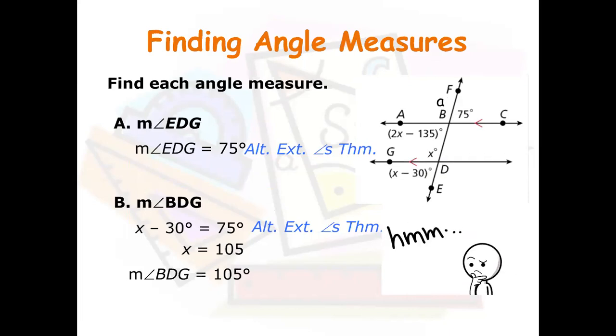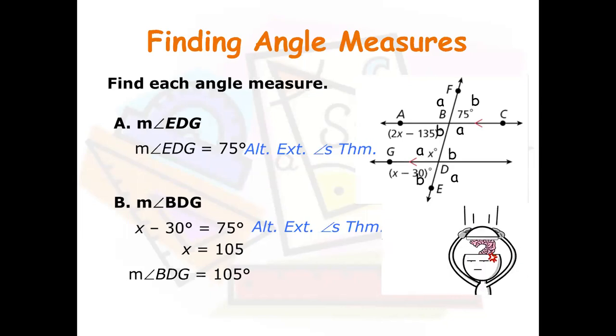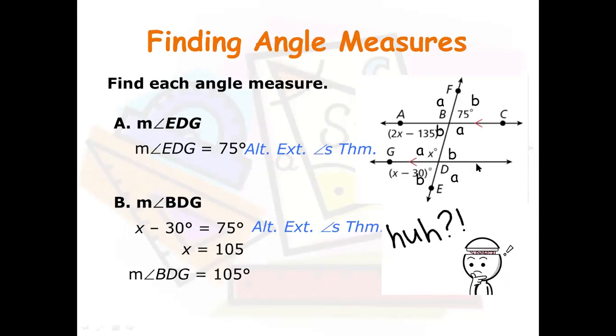Let's name them as A, B, A, B. So this is the trick I'm teaching you. All A's are equal and all B's are equal.